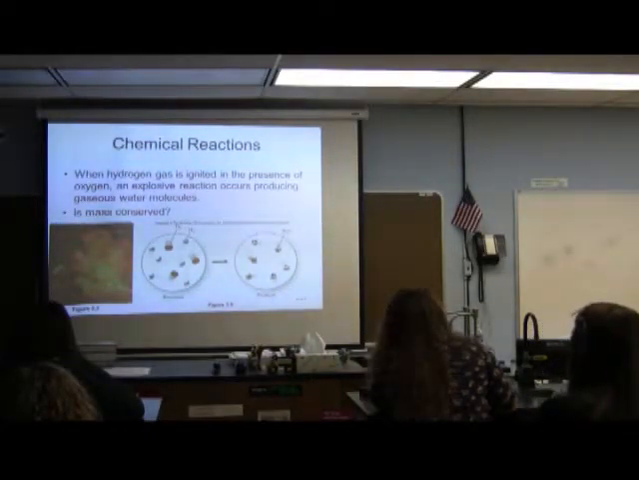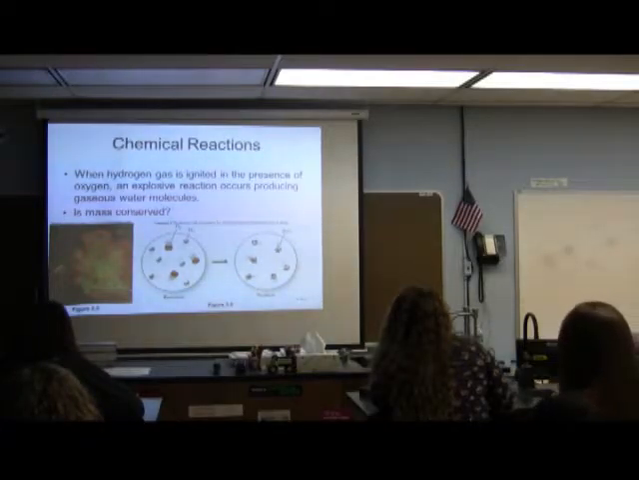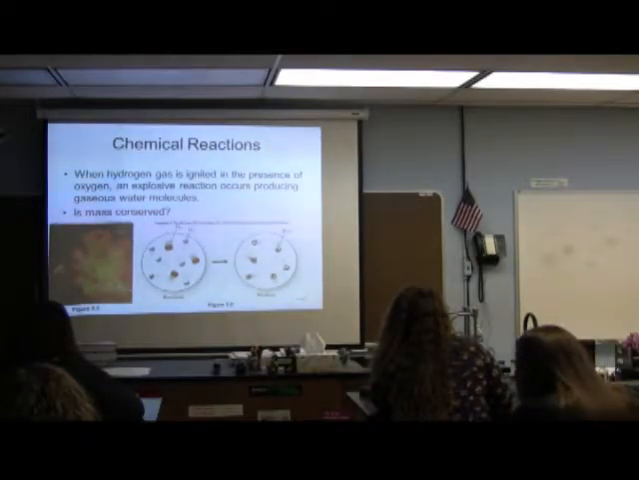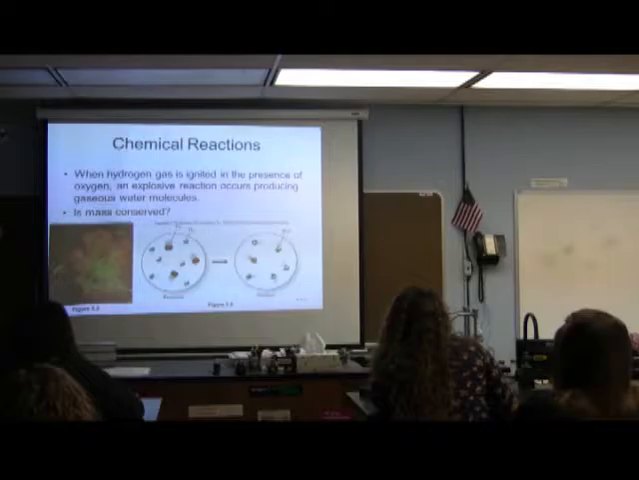Well, let's count. We have 12 and 6, but they're distributing. 1, 2, 3, 4, 5, 6, 7, 8, 9, 10, 11, 12. We've got 12 H's on this side. 1, 2, 3, 4, 5, 6, 7, 8, 9, 10, 11, 12. We've got 12 hydrogens on this side. In terms of the oxygens, we've got 1, 2, 3, 4, 5, 6. 6 oxygens on this side. 1, 2, 3, 4, 5, 6. 6 oxygens on this side. So yes, this one is correct.